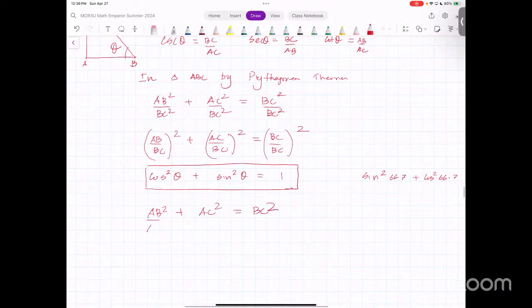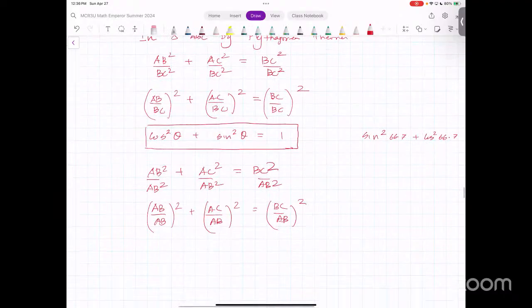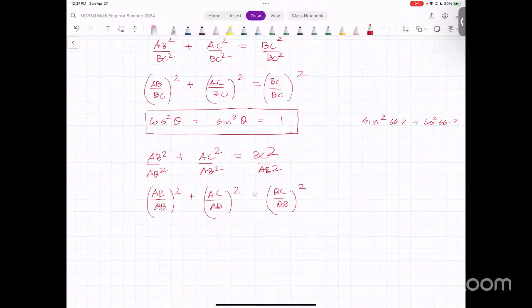This time, I'm going to divide it by AB squared. Let's rewrite this: AB over AB whole thing squared plus AC over AB whole thing squared equals BC over AB whole thing squared. We can do that. So, Anaka, what is AB over AB equal to? One, right.